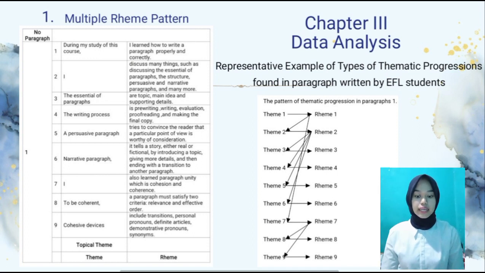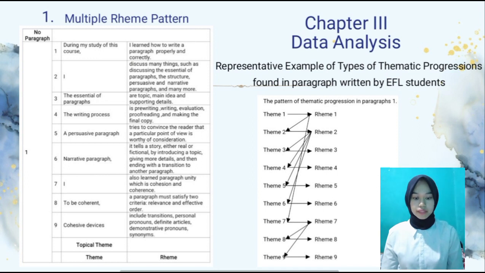First, a representative example of the multiple rheme pattern. The multiple rheme pattern is when the rheme in one sentence introduces a number of different pieces of information, which are then taken to create a theme in the next sentence.